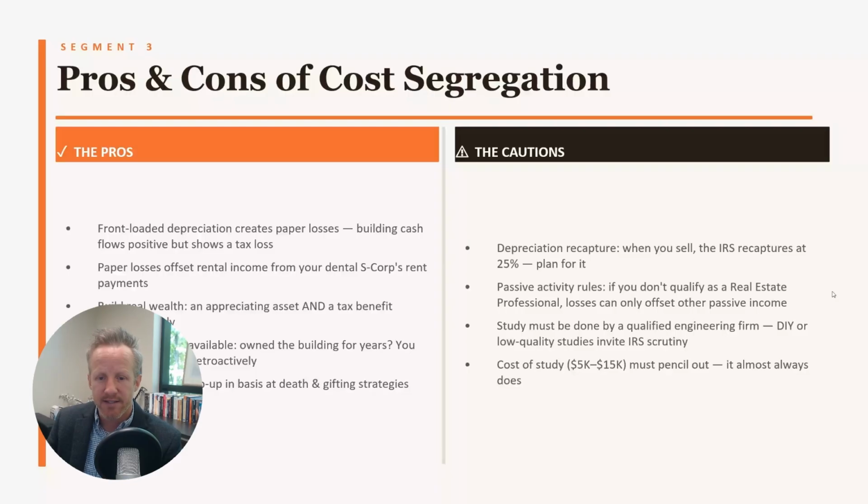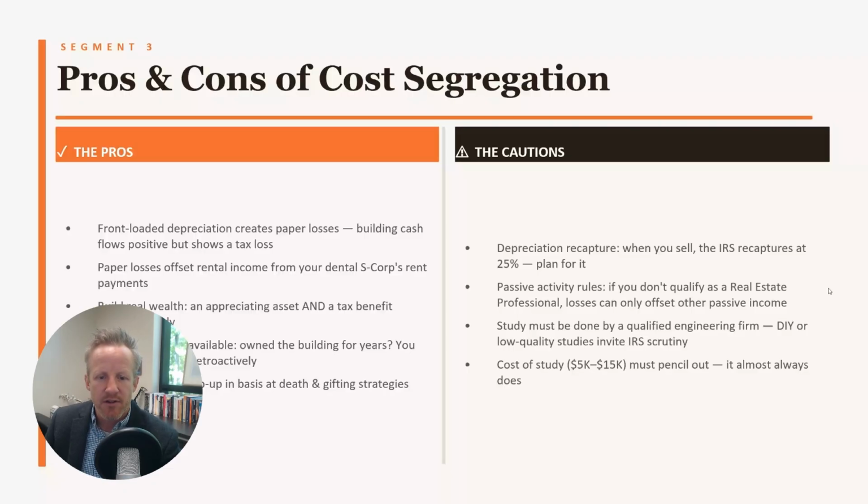So losses can only offset income in the building LLC. Any losses that exceed, go negative. So any deductions that exceed your income, pushing you negative in your building LLC, get what's called suspended and passed forward into the future when you do have net gains.